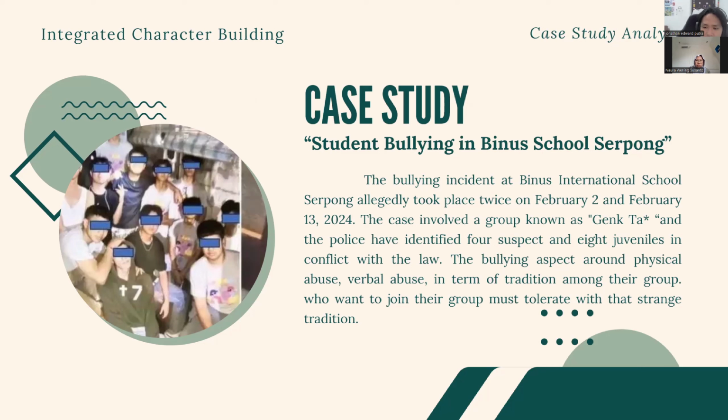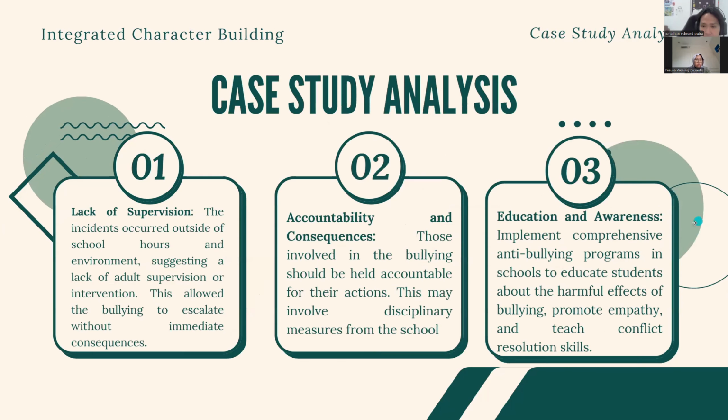The bullying included physical abuse and verbal abuse, in terms of tradition among their group: those who want to join their group must tolerate those strange traditions. Those who bully each other, it is just like a strange tradition that the people who want to come to their group or their gang must do.